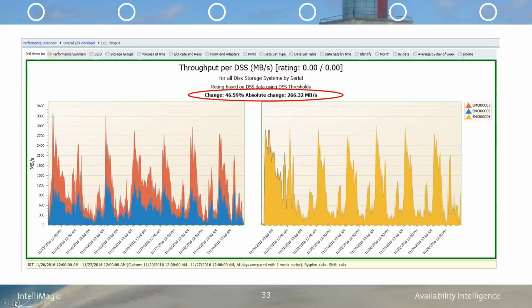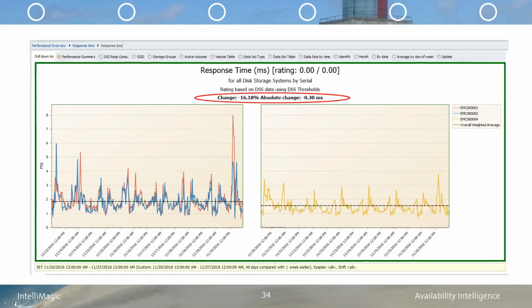But what about response time? Let's take a look at the next chart. Okay, now we're looking at response time, and we're looking at the before and after case. And again, we're using the compare feature, looking at 1 week of data. And here we're a little bit more disappointed. We only see 16% improvement, only about 0.3 milliseconds better. We expected more. We were expecting 40%, so we're not too happy with this.